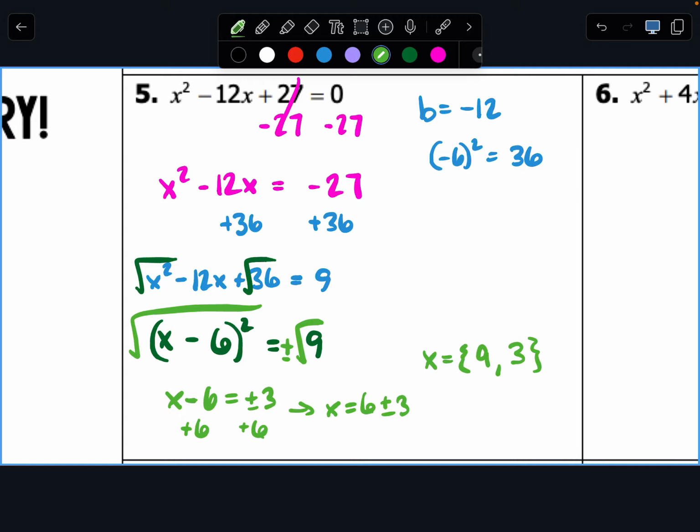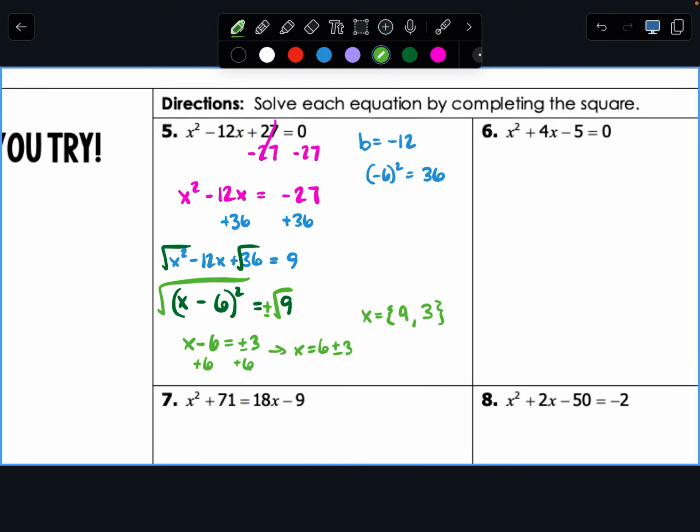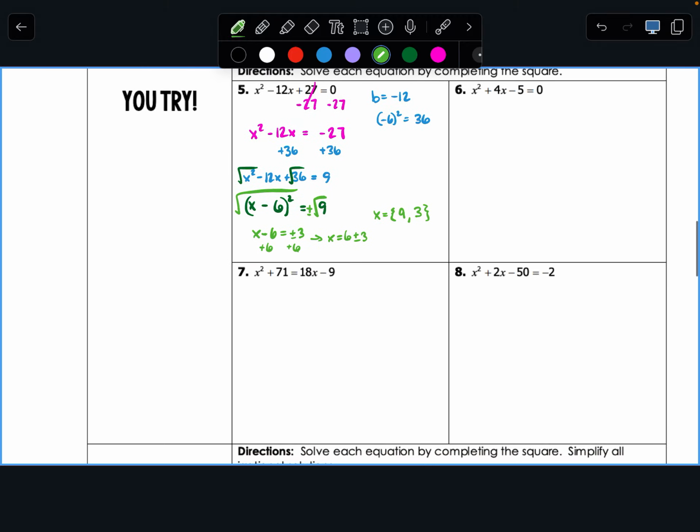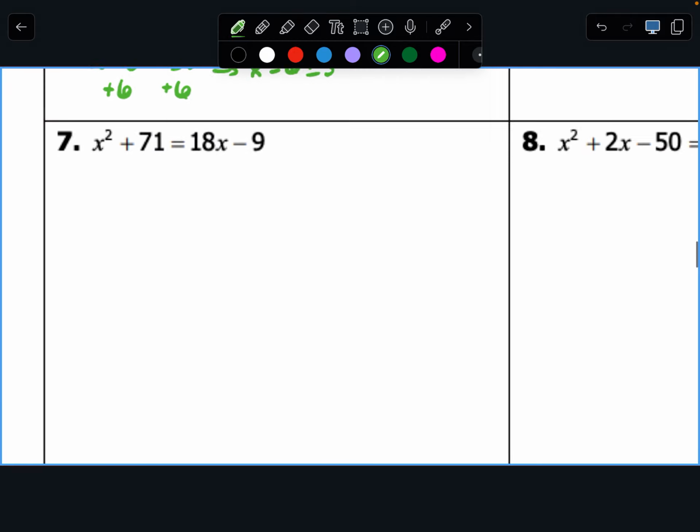Okay, relatively simple procedure. Let's look at number 7 together, and then we'll move on to some irrational solutions.